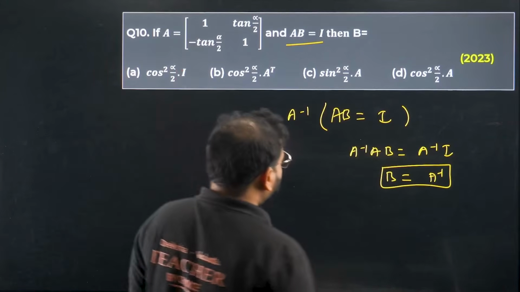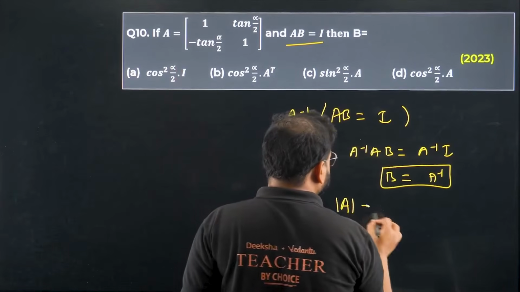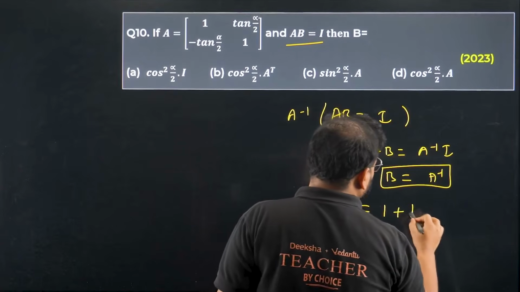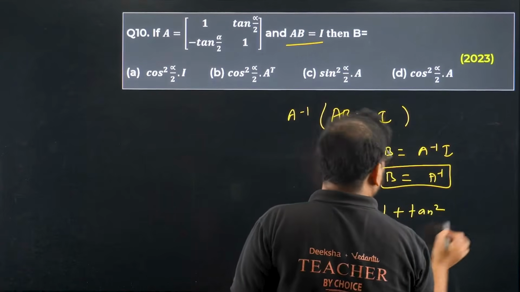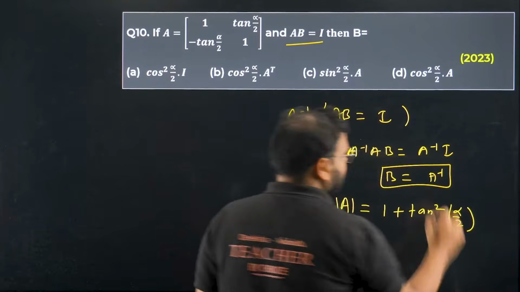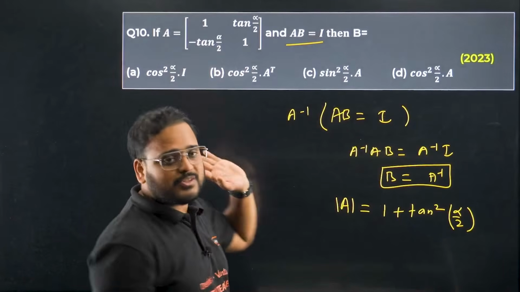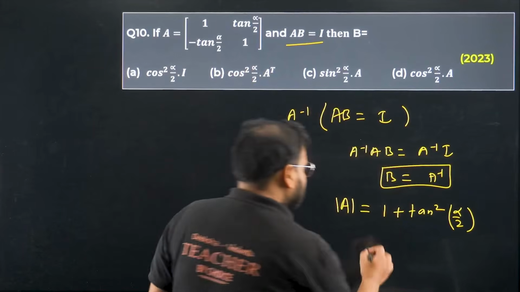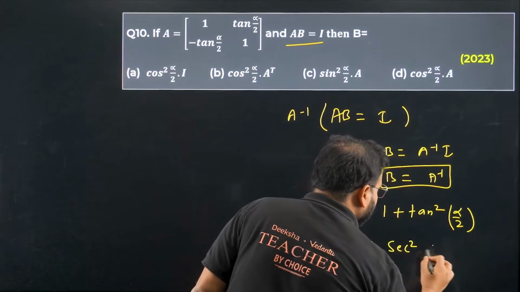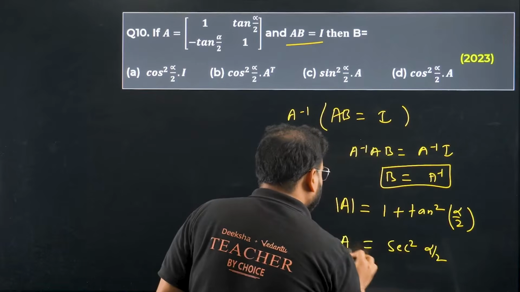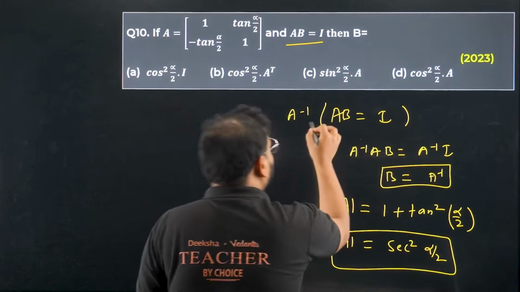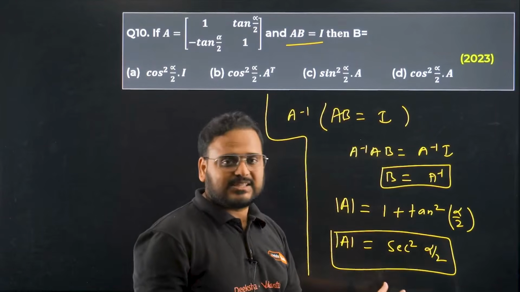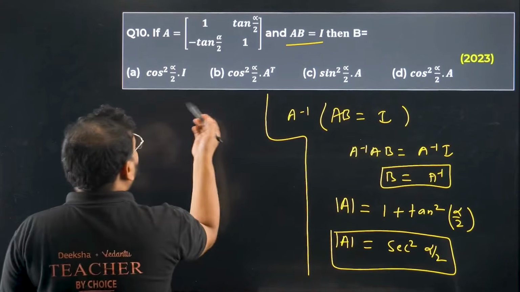Find A inverse. First you have to find determinant of A. You'll have 1 into 1, which is 1. We get here plus tan square alpha by 2. Yes or no? Tan into tan is tan square. There's a minus sign. There's another subtraction, becomes plus. Okay, this is nothing but sec square alpha by 2, my determinant value. Got it? 1 plus tan square is sec square. Identity.